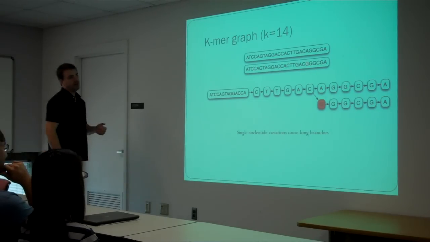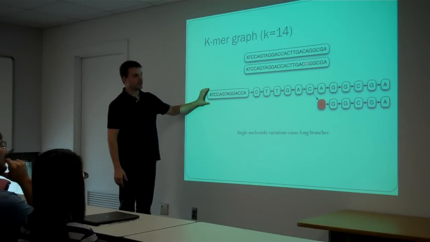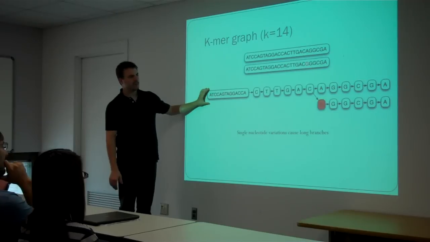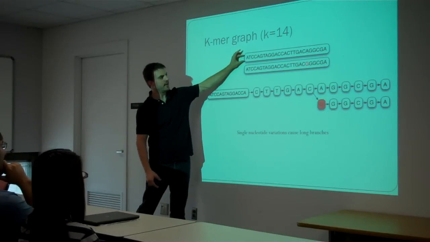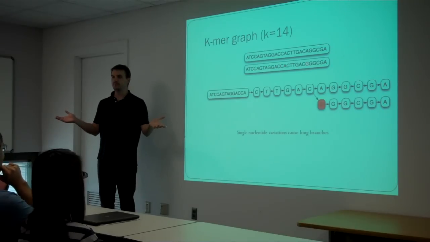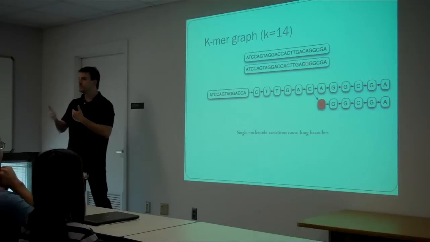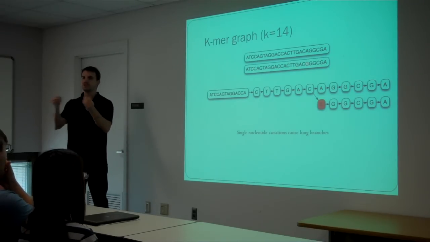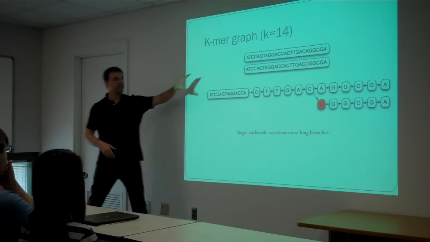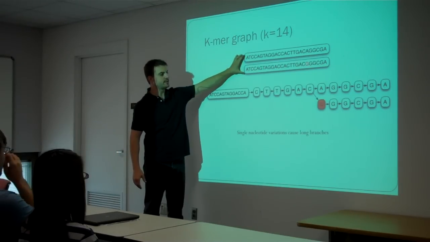So the real problem with these graphs is that single nucleotide variations cause long branches. Let me back up a little bit. When you're looking at these fixed length words, the great thing about fixed length words is you can hash them, right? So you have very easy ways to compare fixed length words. Unlike the multiple sequence alignment challenge, where you have to worry about mismatches and insertions and deletions in the sequences that you're aligning, here we're only looking at sequences that are identical across 14 bases in a row.